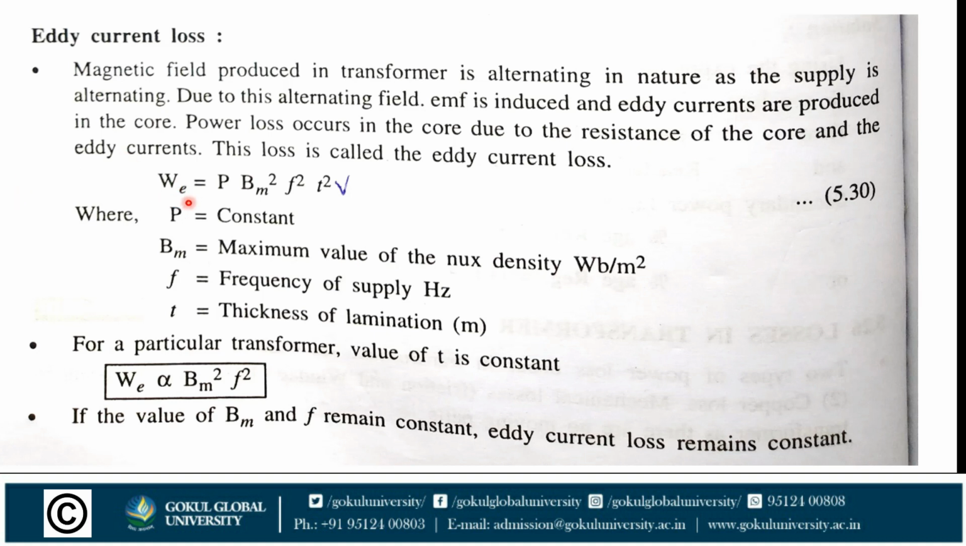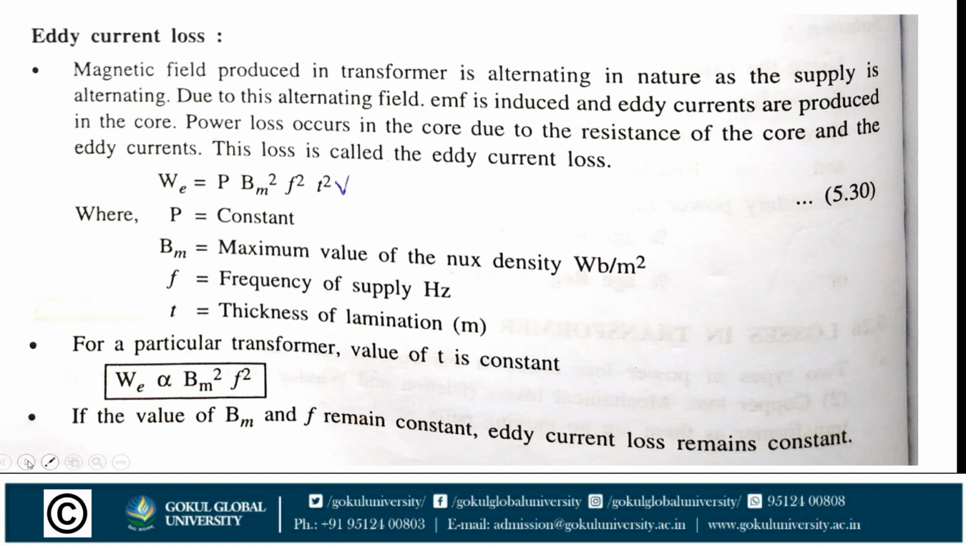The equation is: We is equal to P Bm square F square T square into V, where P is a constant, Bm is the maximum flux density in Weber per meter square, F is the frequency of the supply, T is the thickness of lamination, and V is the volume of the core in meter cube. So for a particular transformer, the eddy current loss is directly proportional to the square of the flux density into F square. If the values of Bm and F remain constant, then eddy current loss remains constant.